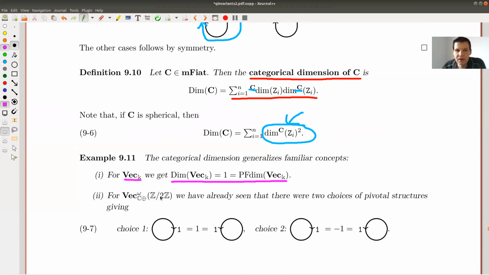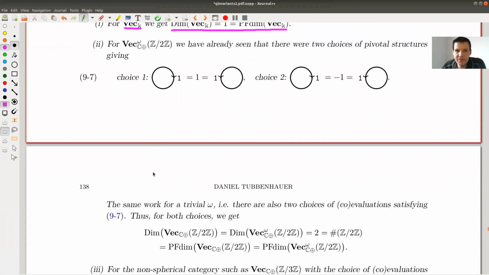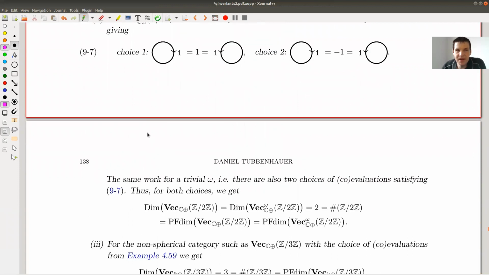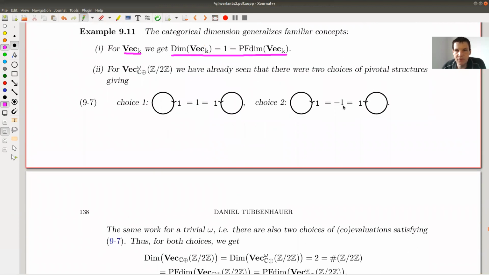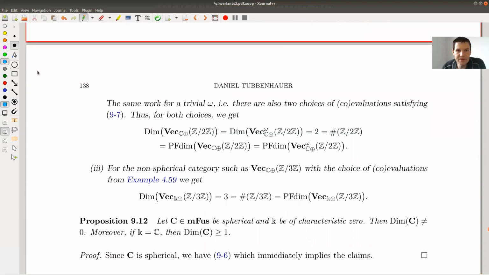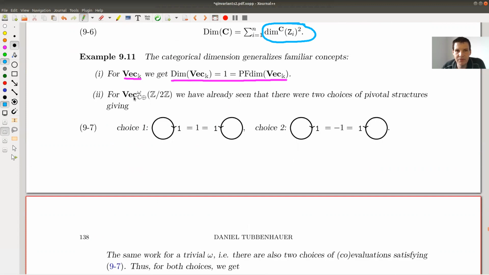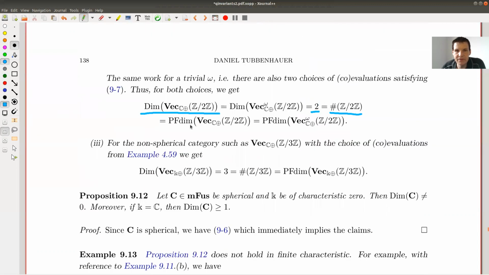For Z mod 2, you have to be a little bit careful, because you had two different choices for dimensions, but basically what you get is that the dimension of the category for Z mod 2 is 2, which is just the number of elements in Z mod 2. And this is what you get in general for those block categories. Here's another one. For Z mod 3, you still get that the dimension is 3.